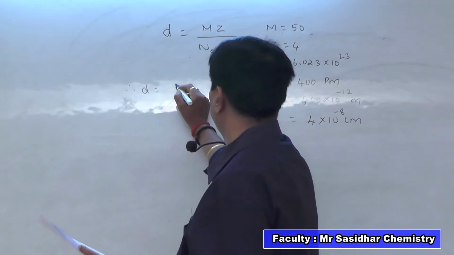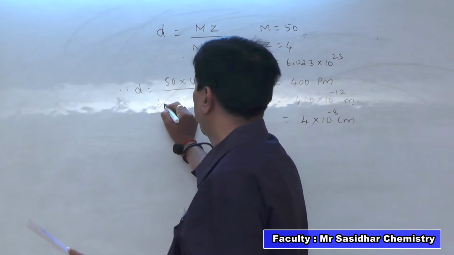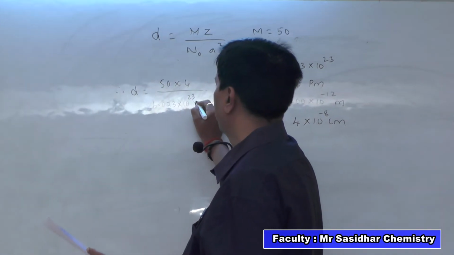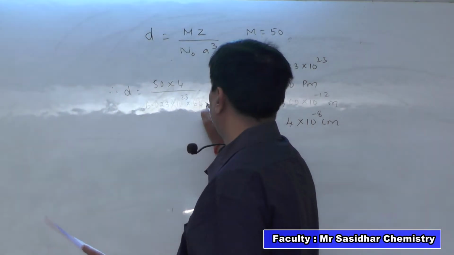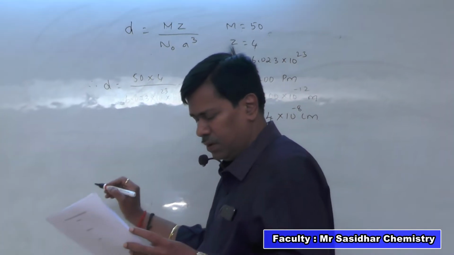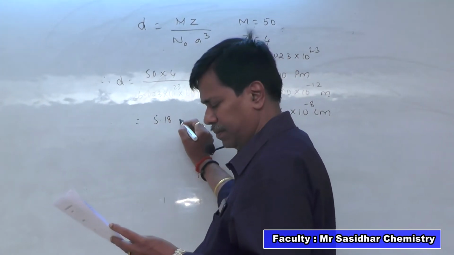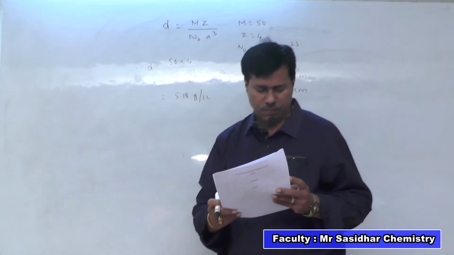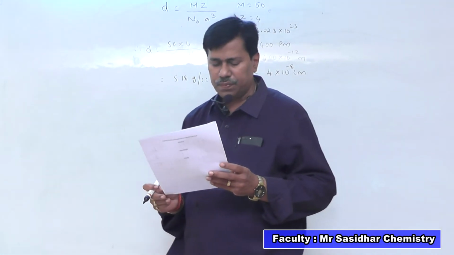Therefore, D is equivalent to 50 into 4 by 6.023 into 10 to the power 23 into 64 into 10 to the power of minus 24. So that comes to be 5.18 gram per cc. So moving to question number 38.